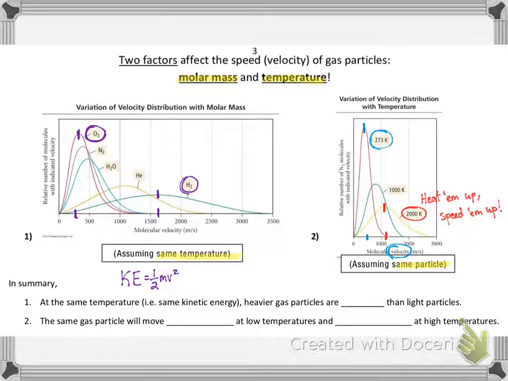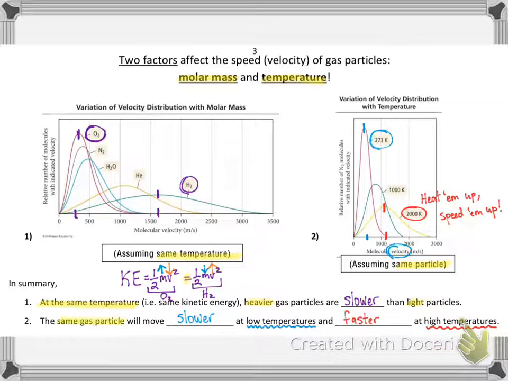This is because at the same temperature, their kinetic energies are equal. But of course, their molar masses are very different. Hydrogen has a much lower molar mass than oxygen does. So for this equality to be true, that must mean that oxygen is going much more slowly and hydrogen much more quickly. So to summarize, if they're at the same temperature, heavier gas particles are moving more slowly than lighter particles. Although, of course, this is only true at the same temperature. And then, if we were considering the same gas particle like we did in the second graph, well, it's going to be going more slowly at low temperatures and faster at high temperatures.